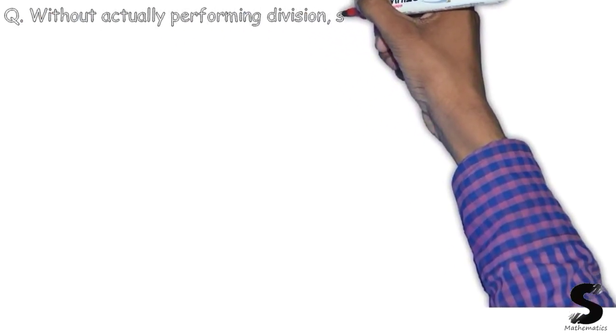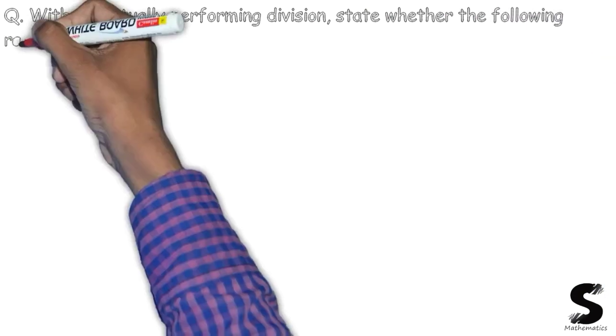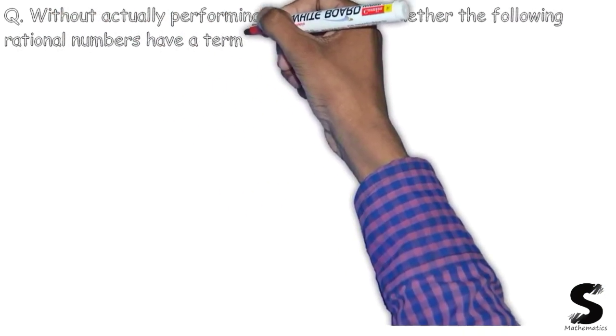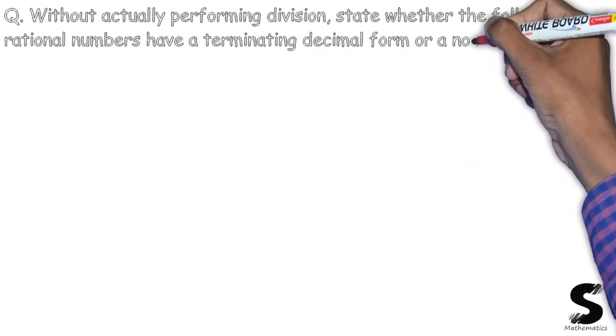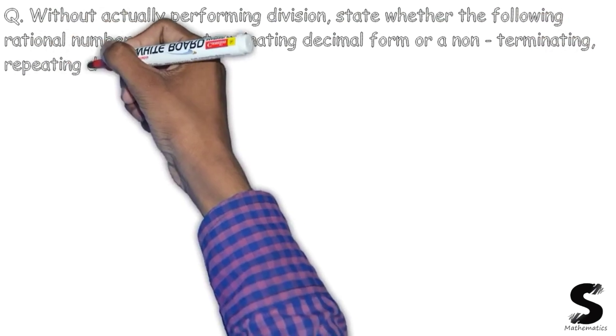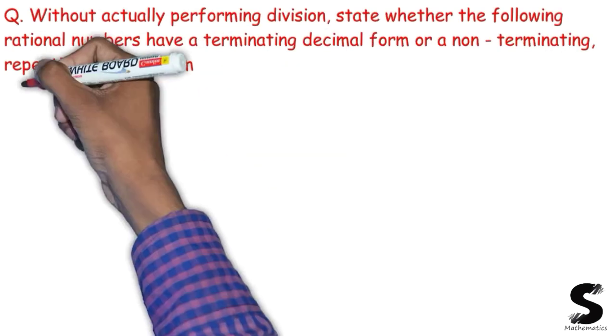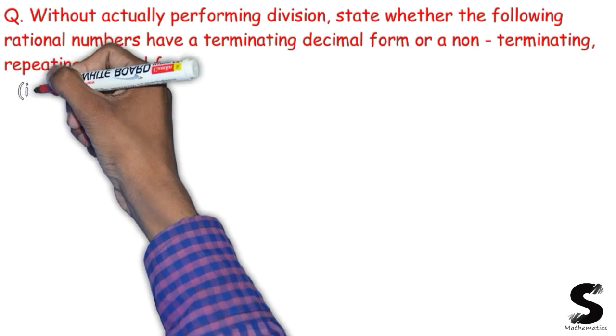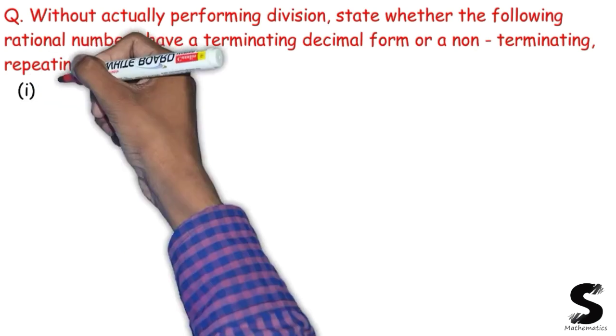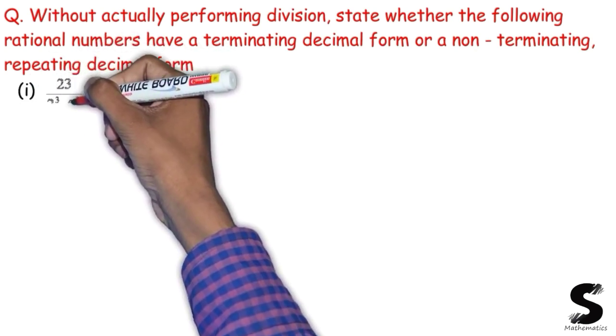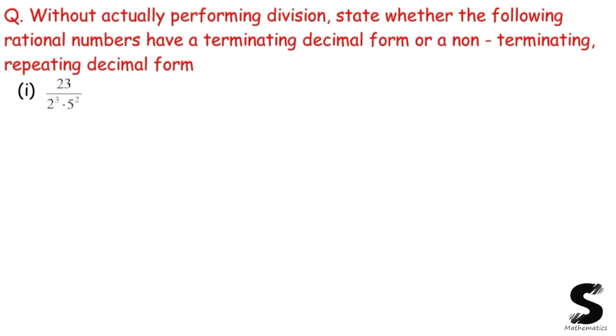Question: without actually performing division, state whether the following rational numbers have a terminating decimal form or a non-terminating repeating decimal form. Question number 1. 23 by 2 cube into 5 square. Students, can you guess, does this rational number have a terminating decimal form or non-terminating repeating decimal form?